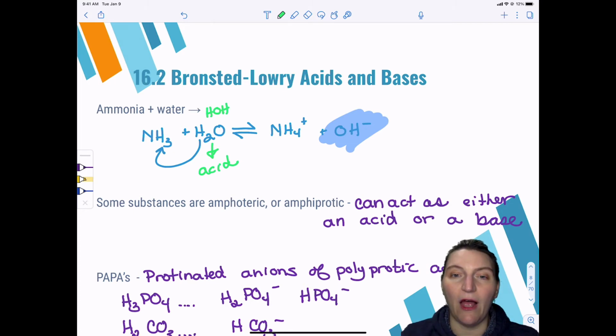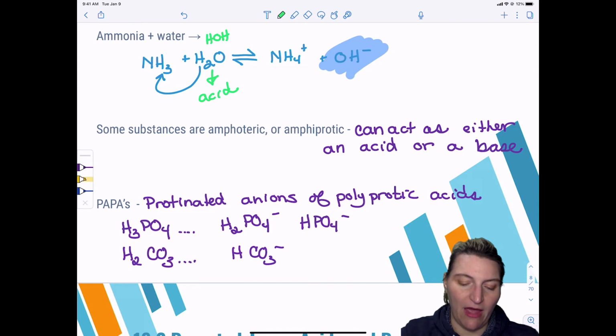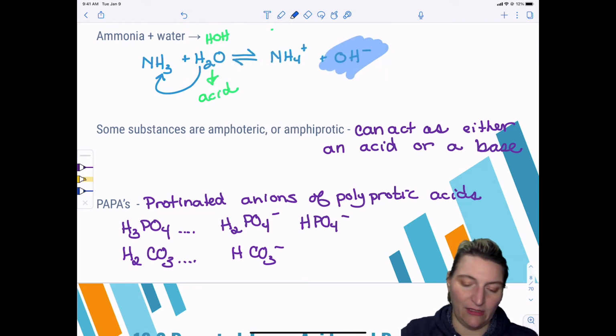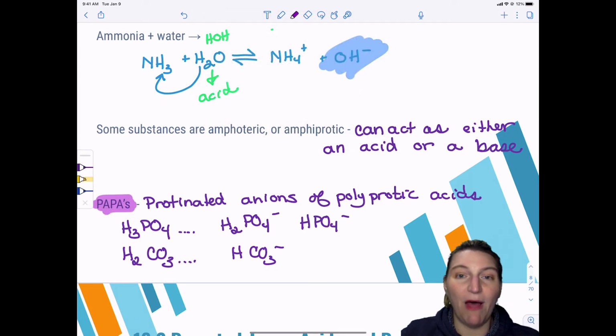So there are some compounds that can do this. Water is the best example of this. But another example will be a category of compounds that, this is definitely a silly thing that I came up with a while ago, I call them papas, because the actual term for it is very long: the protonated anions of polyprotic acids.